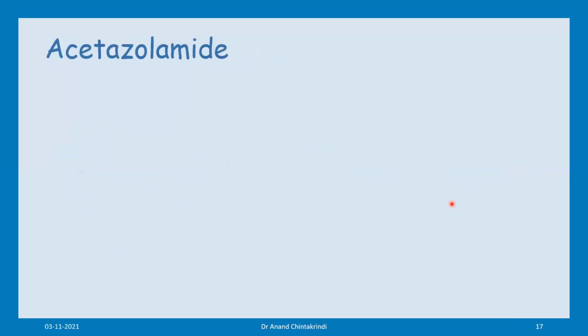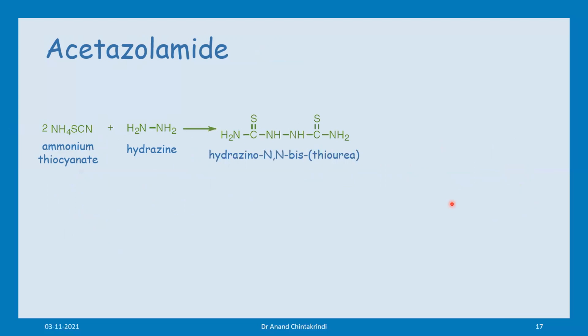The first drug under this class is acetazolamide. It starts with ammonium thiocyanate and hydrazine, which forms this bis thiourea derivative, hydrazino N,N. So at both these positions of hydrazine, you have a kind of thiourea molecule. So it is just two molecules of thiourea being fused together.